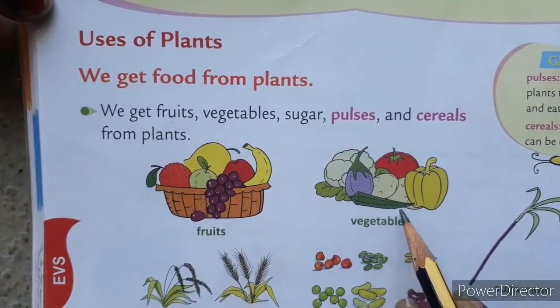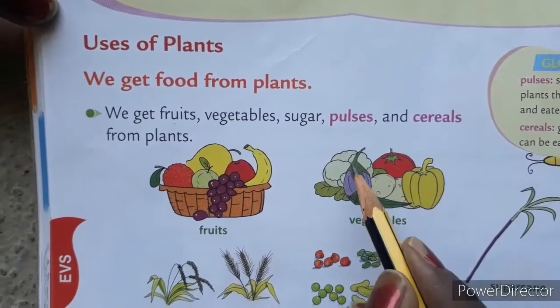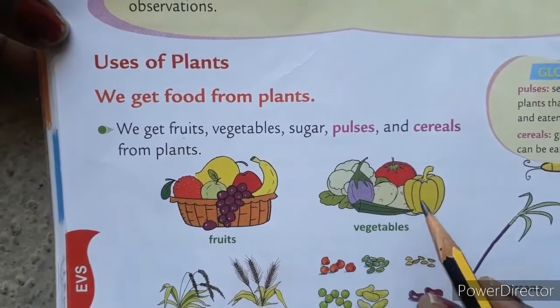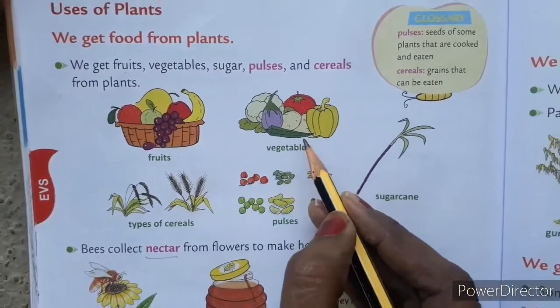Next, vegetables. Capsicum, brinjal, cauliflower. Next, potato, tomato. These are all vegetables. We get vegetables also from plants.